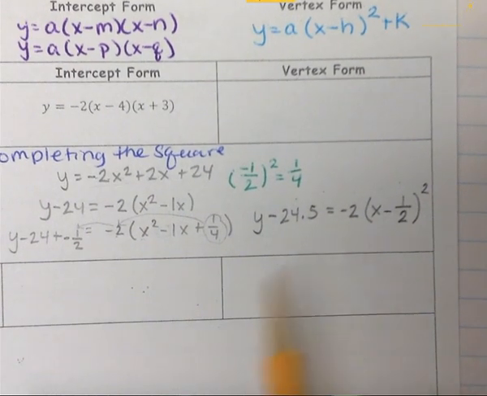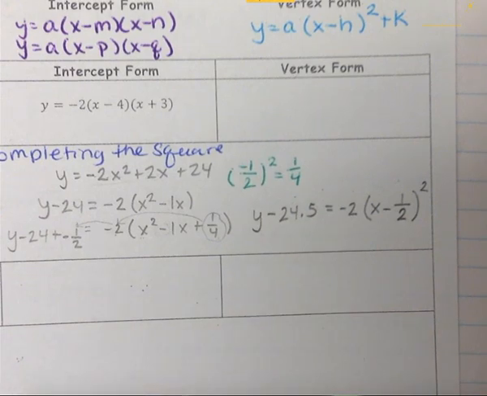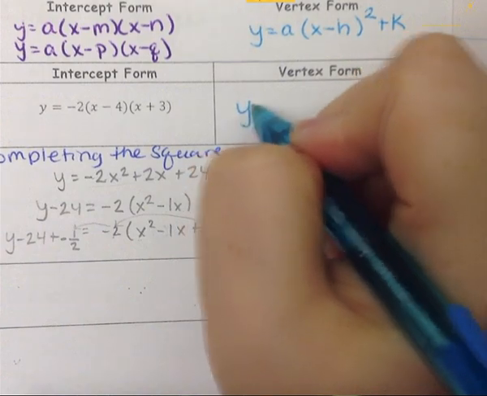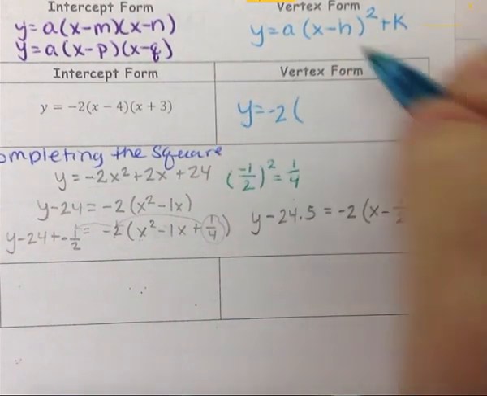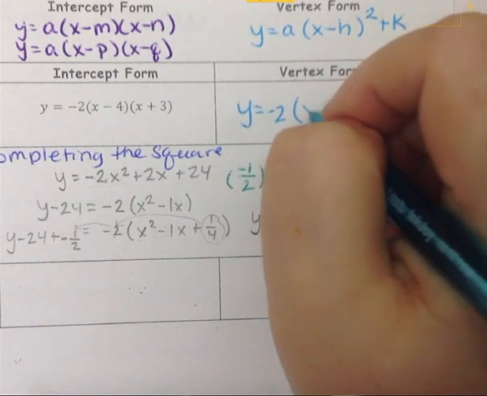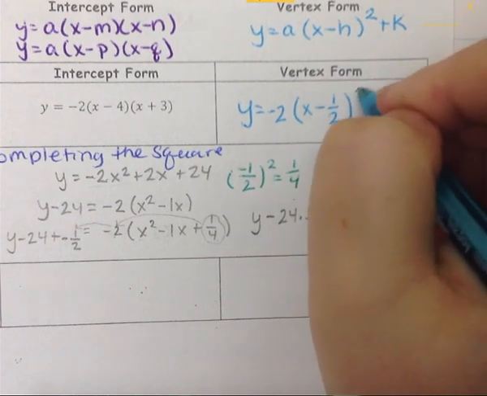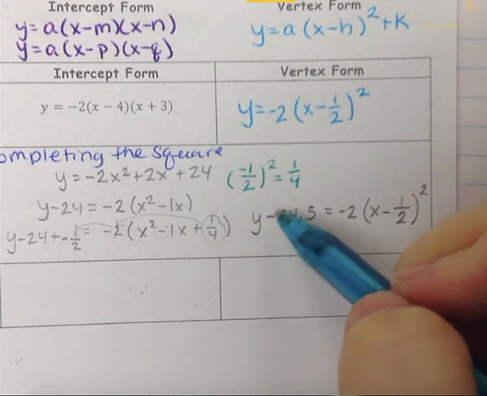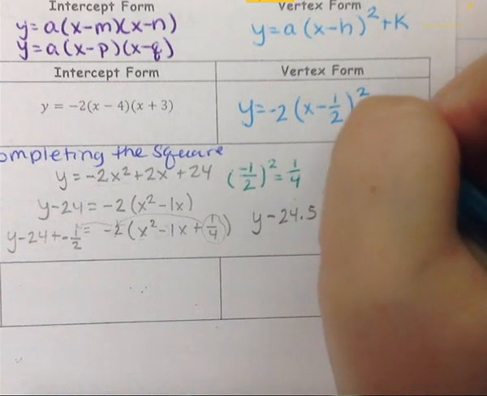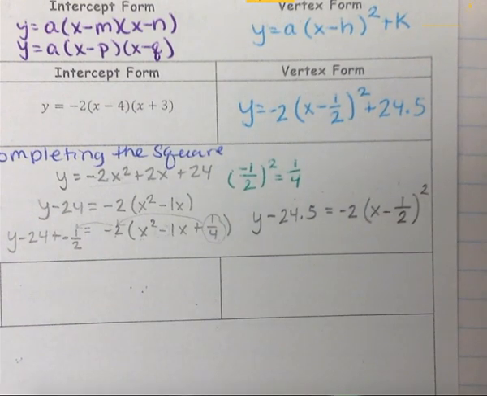The last part is to get it back into y equals, so I'm just going to have to add that 24.5 over. So I can go ahead and put in vertex form: y equals negative 2 parentheses x minus 1/2 parentheses squared. Now we're going to have that last part over here. That's that 24.5. I have to add that to the other side. I'm going to have a positive 24.5. And that is vertex form.